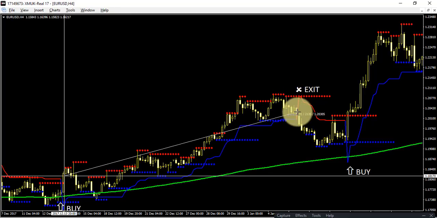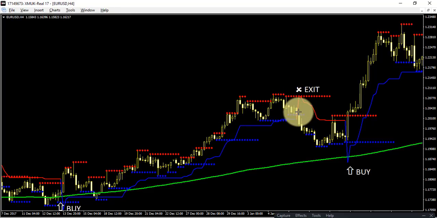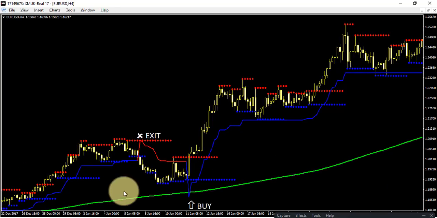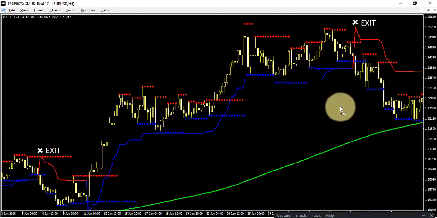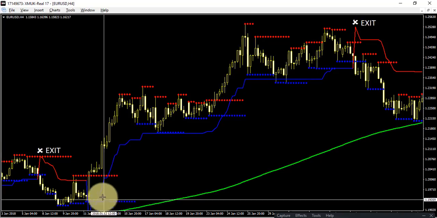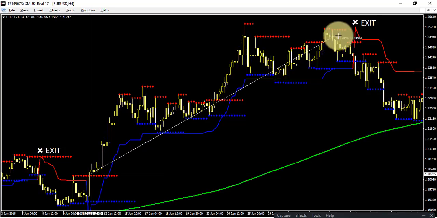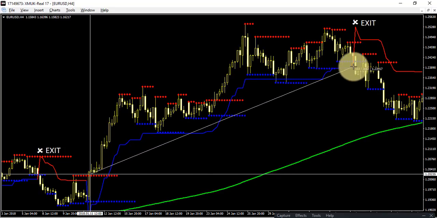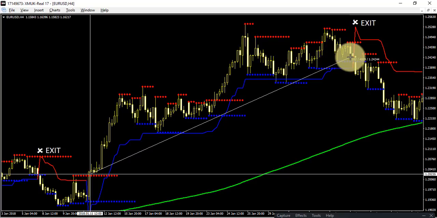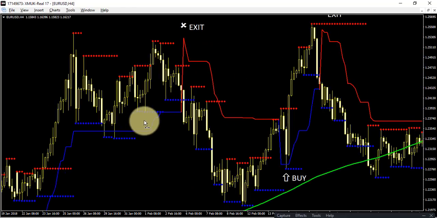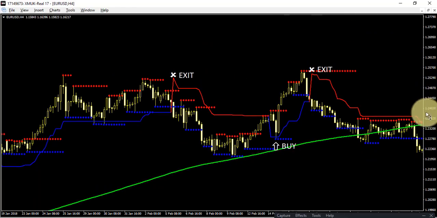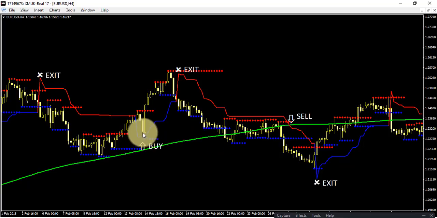That would have given us approximately 213 pips. As we are still above the moving average, we enter long again and we trail our position until the change of color here. That may have given us also 400 pips. Also another opportunity here to buy.